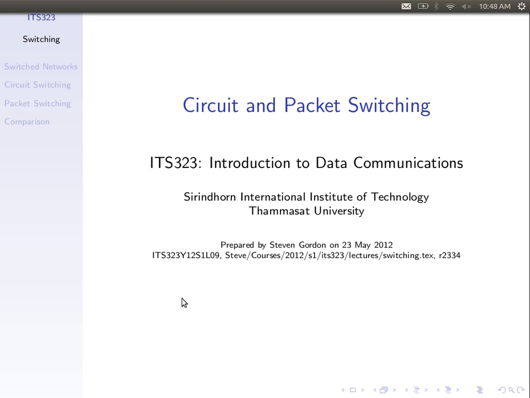We'll introduce what we mean by a network, what is switching, and then eventually go through different types of switching. We'll introduce what is circuit and what is packet switching.